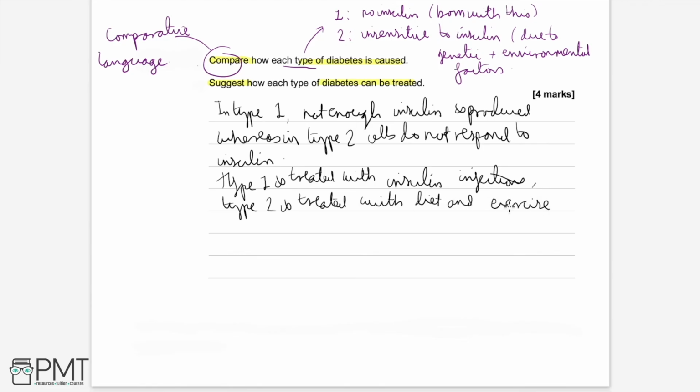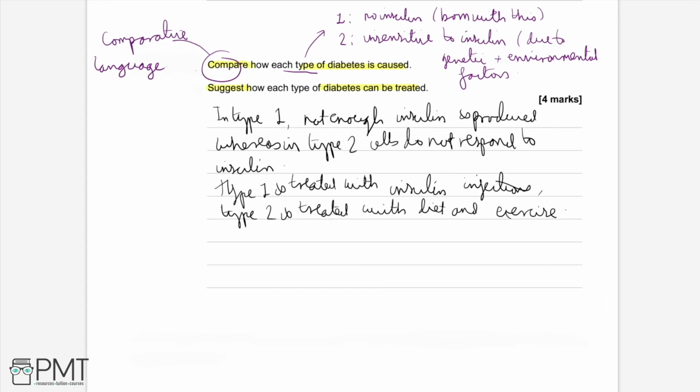So let's look at how the marks are awarded. We get 1 mark each for describing the cause of each type of diabetes, and the third and fourth mark come from each of the respective treatments for the types of diabetes.